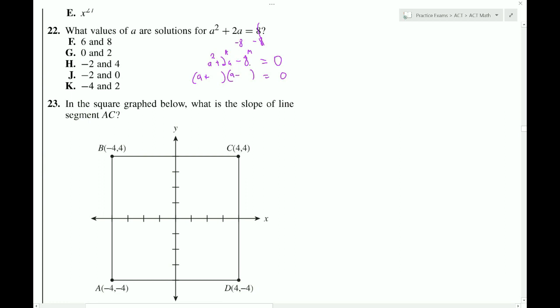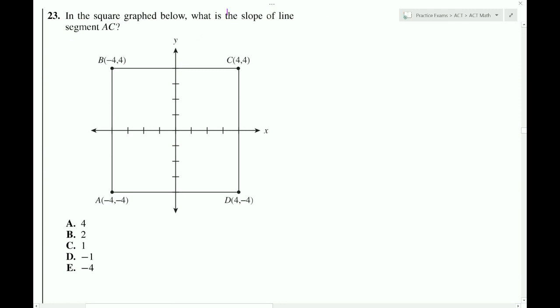Now we're looking for factors of 8. So 1 and 8, and 2 and 4. We want the one that either adds or subtracts to 2. So we're going to grab this group. Always the bigger number goes first, and then we can t-chart. So you take the opposite, you get negative 4. You take the opposite, you get positive 2. So choice K.